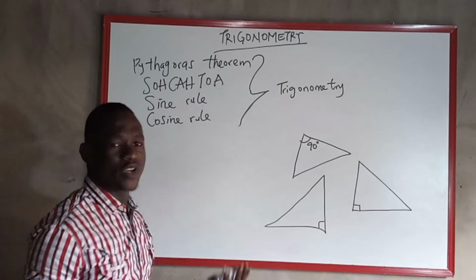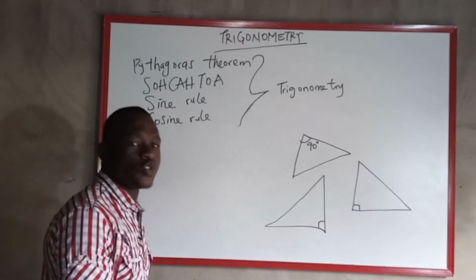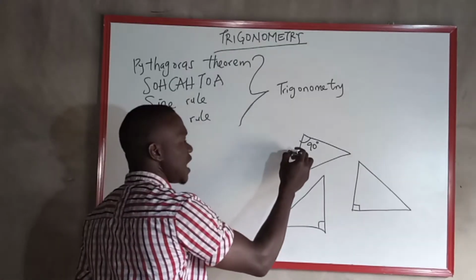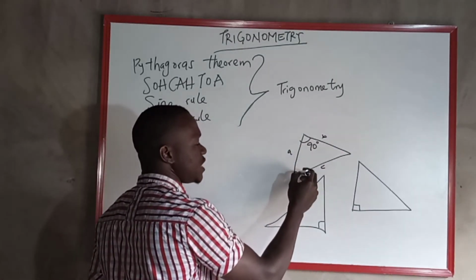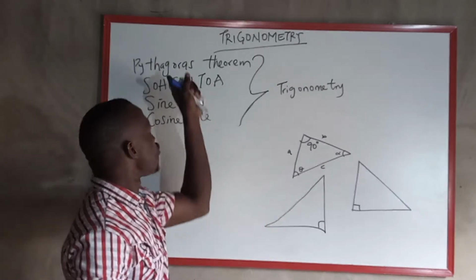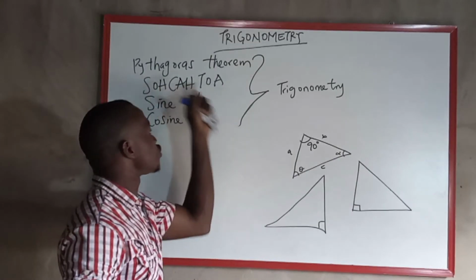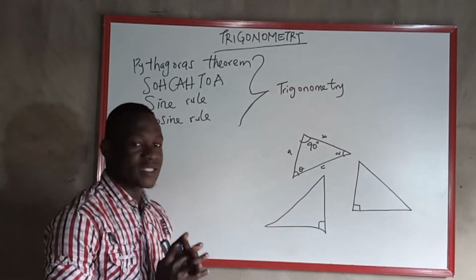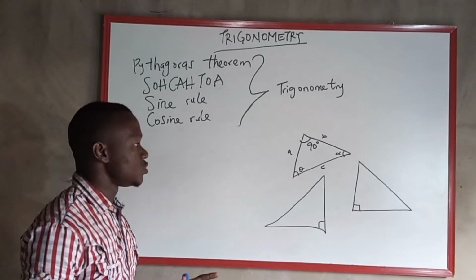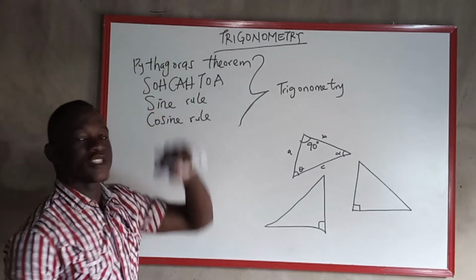Now the next thing is, what am I looking for in that triangle? What is the unknown I'm looking for? Which of the unknowns am I looking for? Is it the sides? Is it the sides A, B, or C? Or is it the angle theta or alpha? Now that should tell you whether you have to apply Pythagoras theorem or SOHCAHTOA. If you are looking for the side, where the two other sides are known, automatically Pythagoras theorem goes.